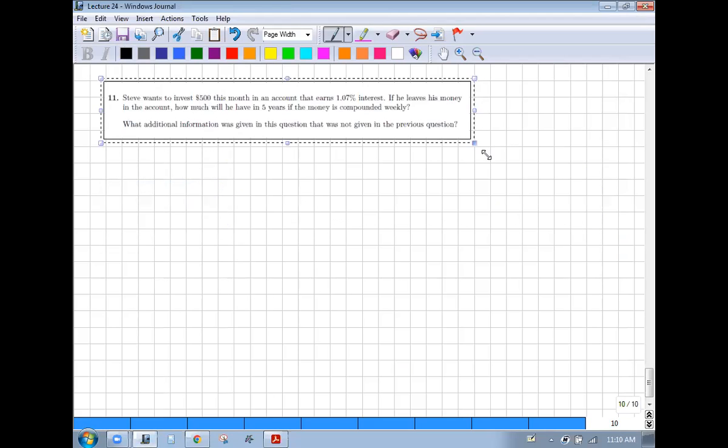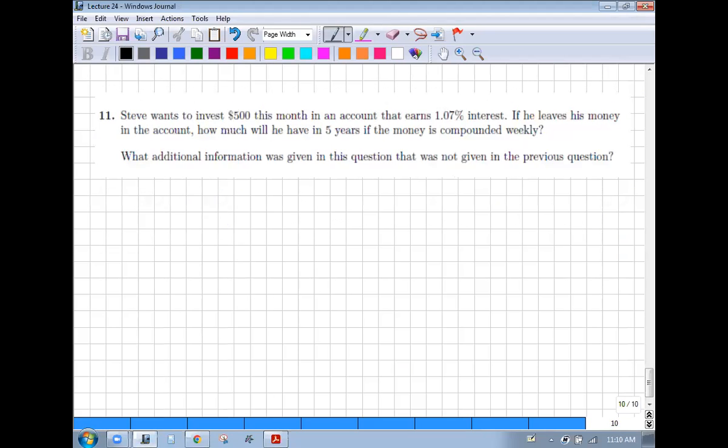Steve wants to invest $500 this month. So that's our principal. And here's our interest, R as a percent is 0.0107. He leaves his money in the account. How much do you really have in 5 years? So T is 5. Oh, but now this thing is compounded weekly. So if it's compounded weekly, N is 52.